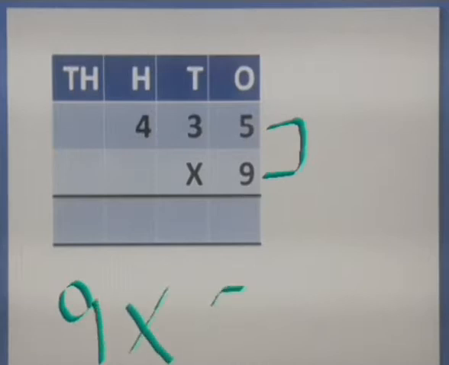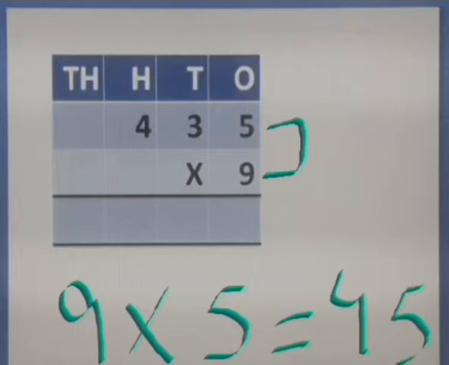Now, children, as the numbers are arranged in their proper place value columns, let us multiply them. Now, let us multiply 9, which is given in the ones column, with 5. So, children, 9 fives are, yes, 45. So, we will write 5 in the ones column, and as we already have a number at the tens place, we will carry over 4 at the tens place, children.